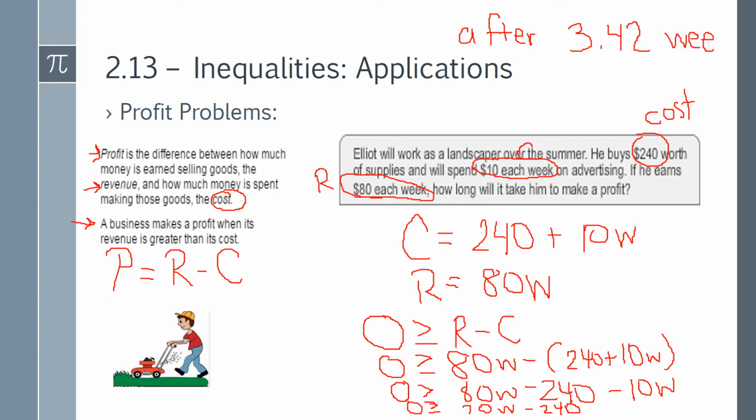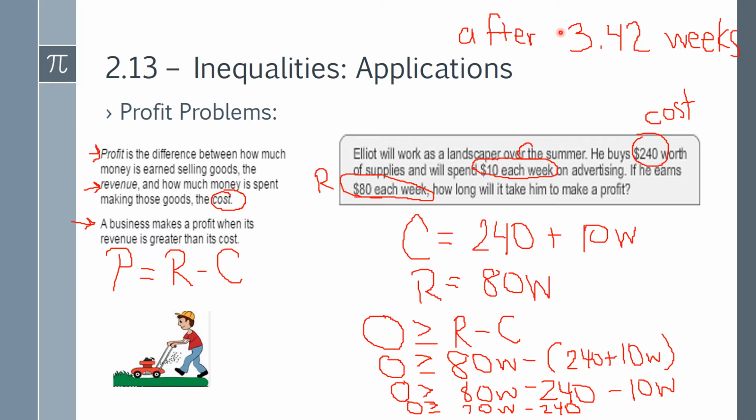3.42 weeks. Now again, this could be interpreted that you would have to round up to 4 because after 3 weeks he hasn't quite made a profit. It's actually after that 3.42, but we don't think of weeks in terms of decimals. So you might need to make it into an integer or a whole number. But if you answered after 3.42 weeks, that tells me you did your math right. So at 3.42 weeks, his profit is 0. So anytime after 3.42, that's when he actually has a profit.